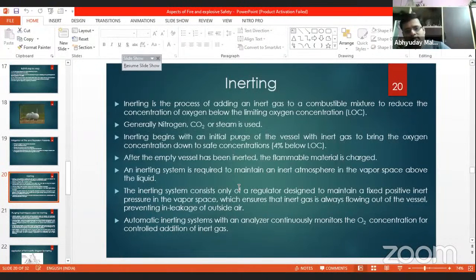Apart from this, there are also automatic inerting systems with an analyzer, which continuously monitors the oxygen concentration inside the storage vessel or the reaction vessel. In the former case, where we have only a regulator, we continuously keep the flow of the inert gas on. There may be a lot of inert gas which is not required in that much amount, but we don't have control over it. But with an automatic inerting system, the analyzer continuously monitors the concentration of oxygen gas inside the vessel and sends feedback to the automatic controller. This controller regulates the flow of the inert gas accordingly, and this saves on the inert gas cost.